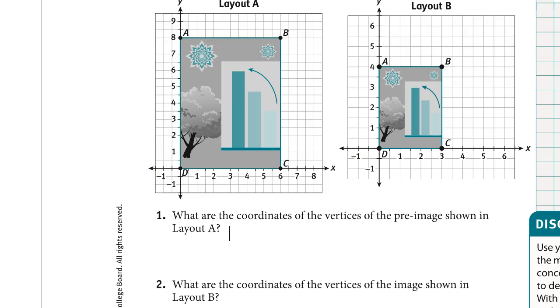The first thing we're asked is, what are the coordinates of the vertices of the pre-image shown in layout A? This vertex at point A is 0, 8, so I'm going to write that down. Now I'm going to pause the video for you to figure out the coordinates of the other vertices in layout A.